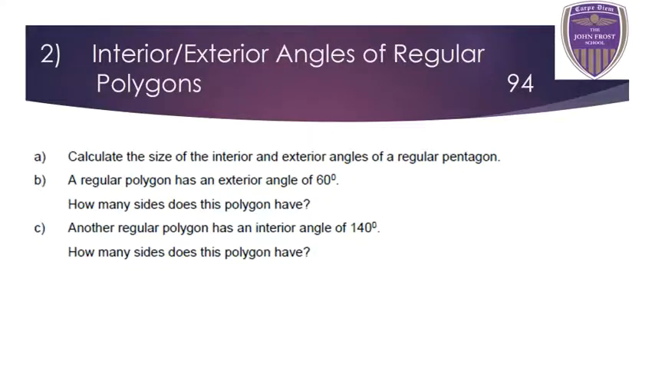Section 2 is about interior and exterior angles of regular polygons. So we are being asked to calculate the interior and exterior angles of a regular pentagon. So first of all, we need to know something about a pentagon. All pentagons have 5 sides, so they'll have 5 interior angles and 5 exterior angles.